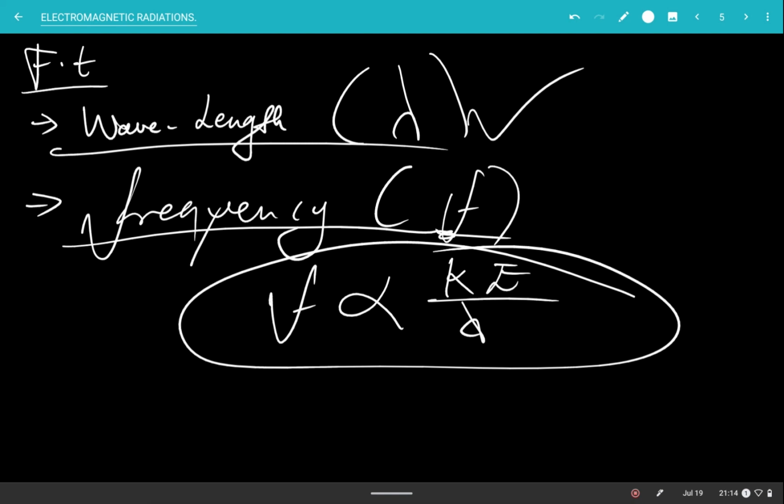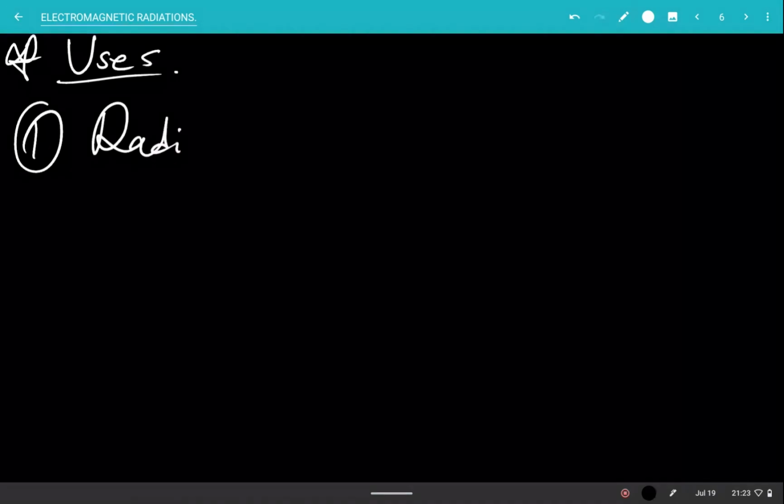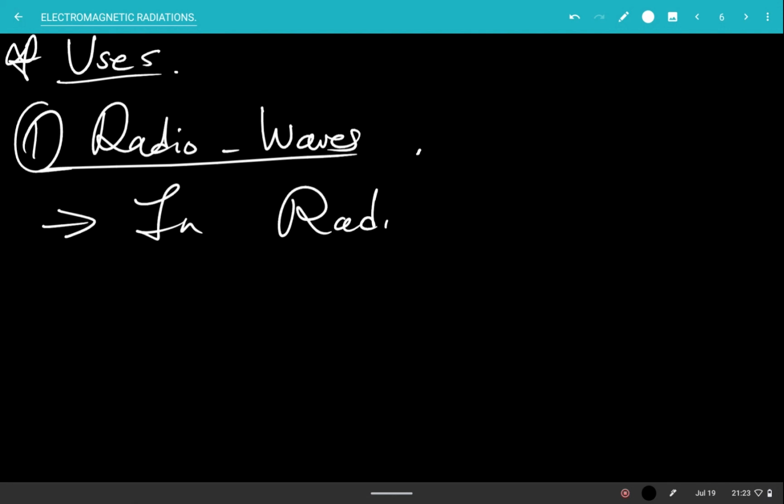Then another thing you have to know is that energy just talks about the ability to do what? To work, your capacity or your enablement to work. Alright, so the next thing we're going to look at are the uses of these electromagnetic radiations. To start with, we're going to look at the radio waves. Radio waves are basically used in radios, to start with, as well as in television.